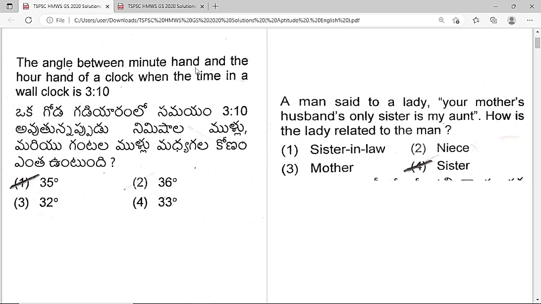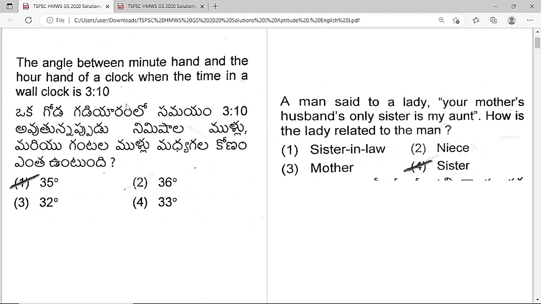The angle between the minute hand and the hour hand of a clock, when the time in a wall clock is 3:10. So basically in this question, they are asking what is the angle between the minute hand and the hour hand of a clock when the time in a wall clock is 3:10. You can see the hour hand is the smallest in length, whereas the minute hand is the biggest in length. So between these two hands, what is the angle we need to figure out?